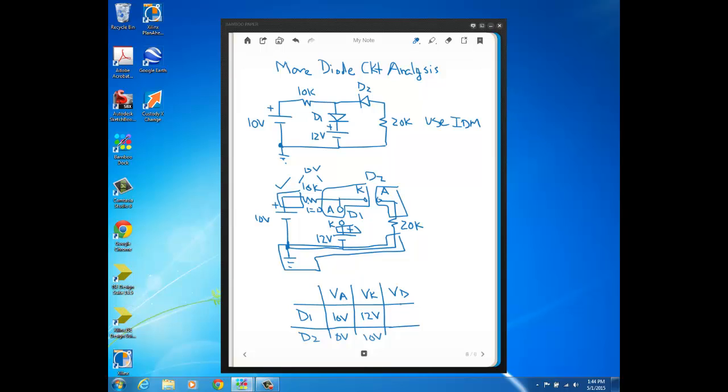VD is just VA minus VK, so minus 2 volts and minus 10 volts. So the conclusion is that both these diodes, the reverse bias assumption was correct. Both these diodes are reverse bias, and therefore ideally their currents are 0, because remember, in reverse bias the diode doesn't allow current to flow. Alright, next video we'll look at some common applications of diodes.